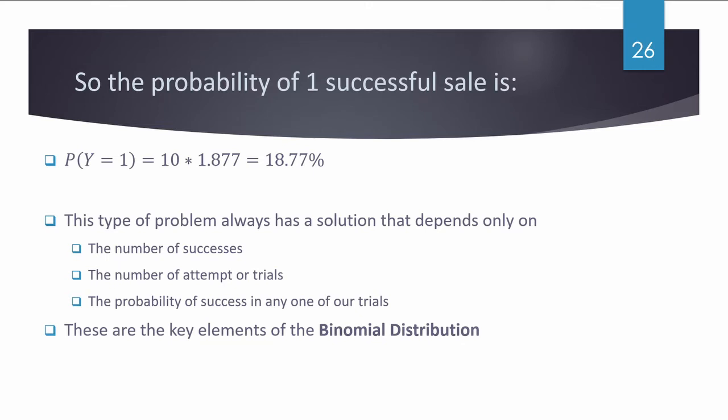Now, it turns out this type of problem always has a solution that looks very similar in its calculation to the one we just did. It requires us to know only the number of successes, the number of attempts, and the probability of success in any one of our attempts. These are the big elements of the binomial distribution.